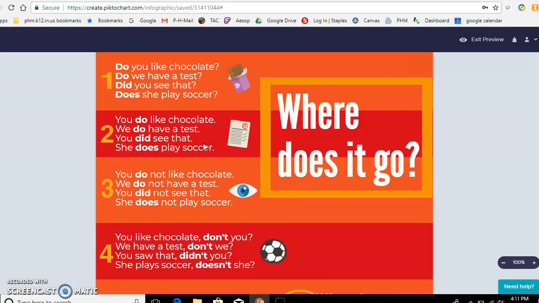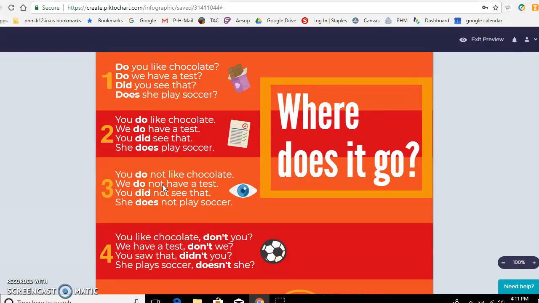So this would be having them recognize the patterns here. There could be multiple patterns. It's at the beginning when it's a question. In section 2, it says, You do like chocolate. We do have a test. You did see that. She does play soccer. So right here, they might notice that it is right in front of the verb, right in front of have, right in front of see, right in front of play.